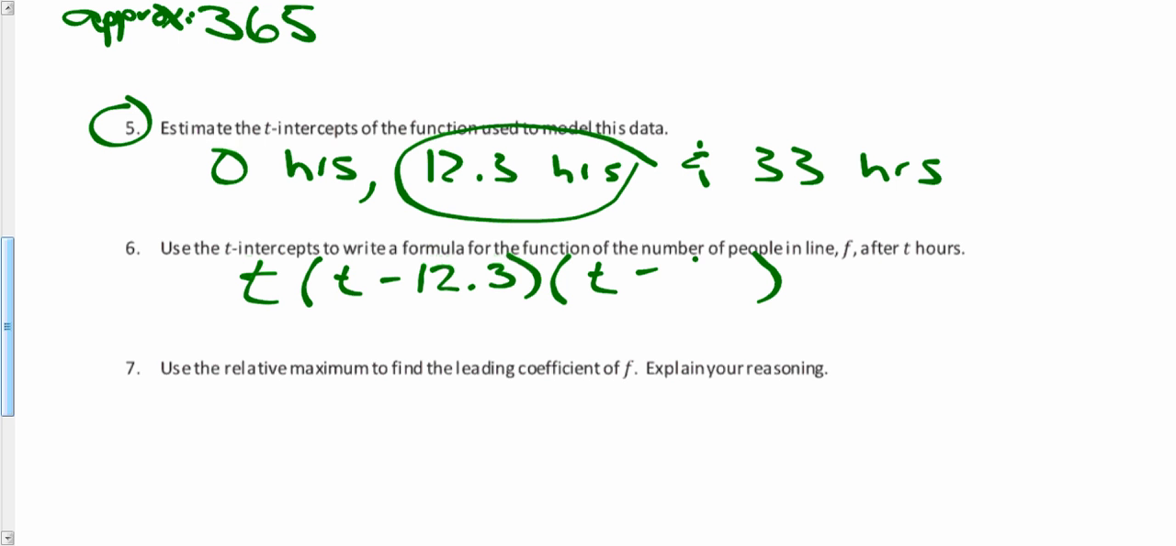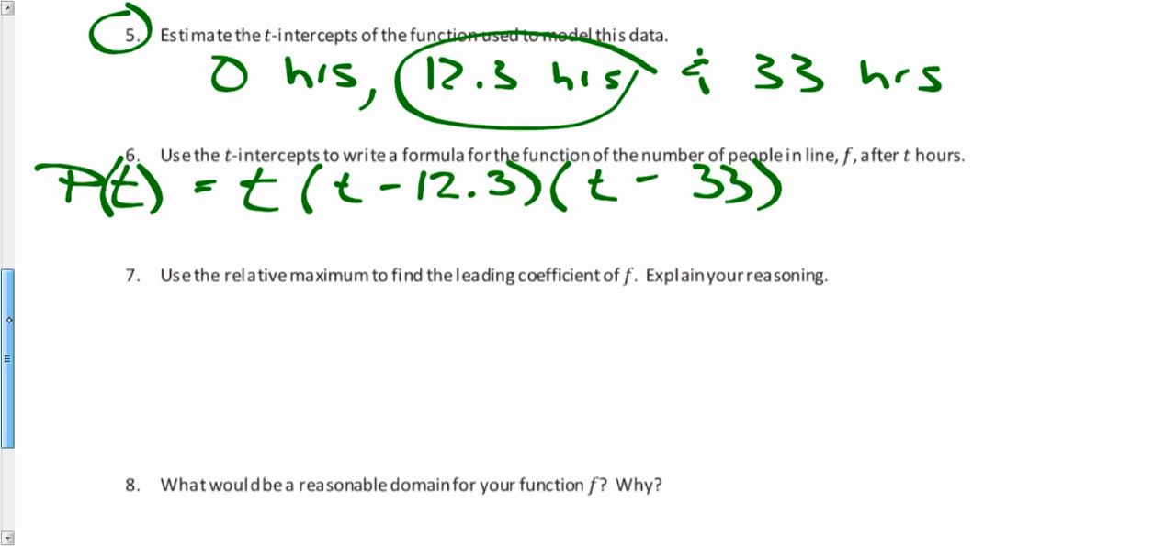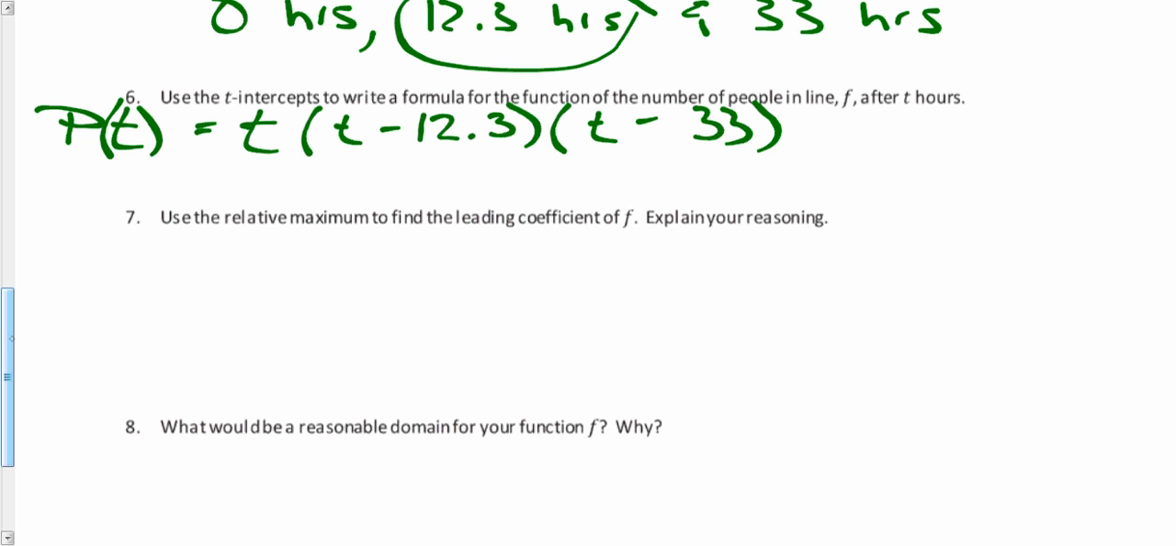T minus 33. But we're not just interested in the zeros, we're interested in the whole kit and caboodle. We're going to put that as f of t, so the people in line as a function of time. And then it says, use the relative maximum to find the leading coefficient of f. Explain the reasoning. So, here's what we're going to do.